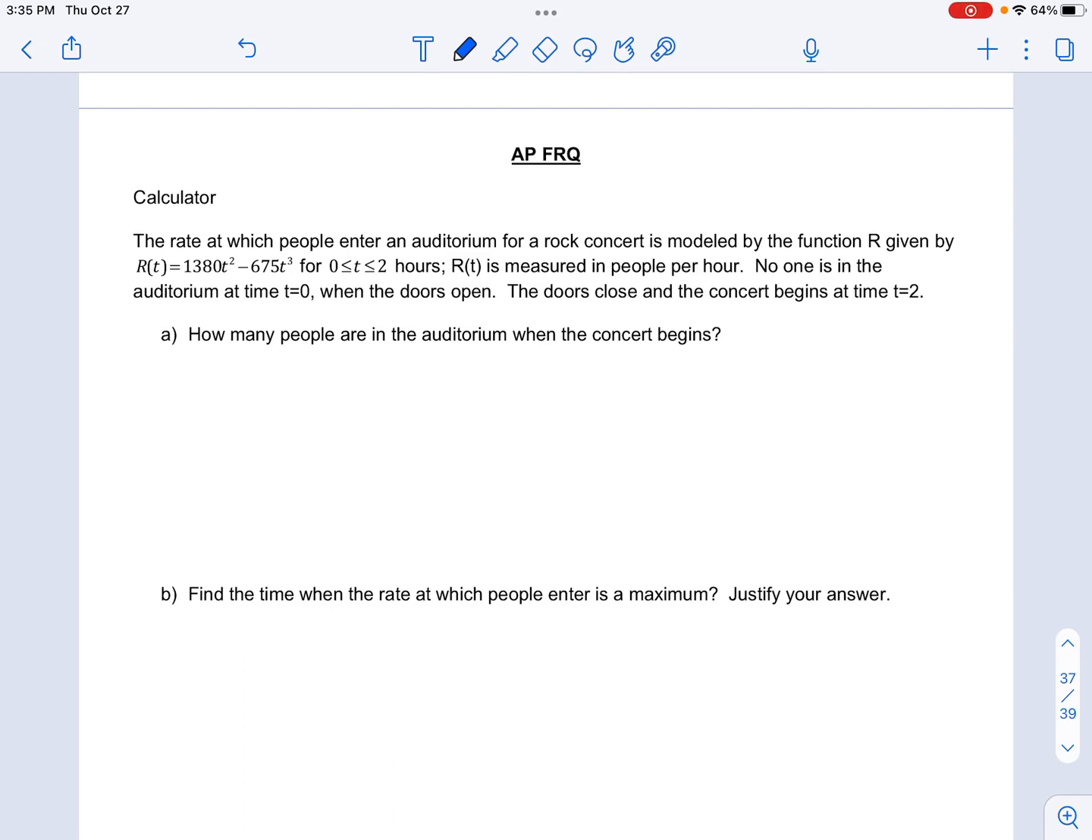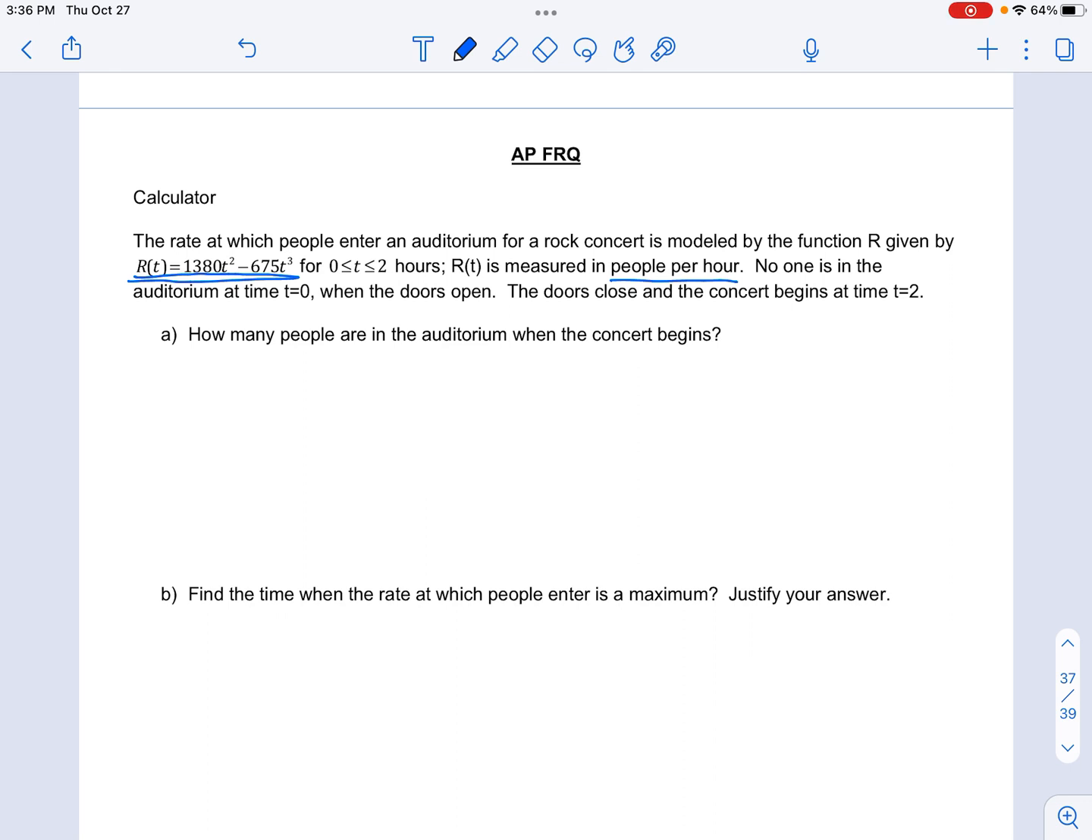Okay, let's look at a rate problem that's a free response, and this is with your calculator. This says the rate at which people enter an auditorium for a rock concert is modeled by the function R. So this equation R is a rate. The units are people per hour.